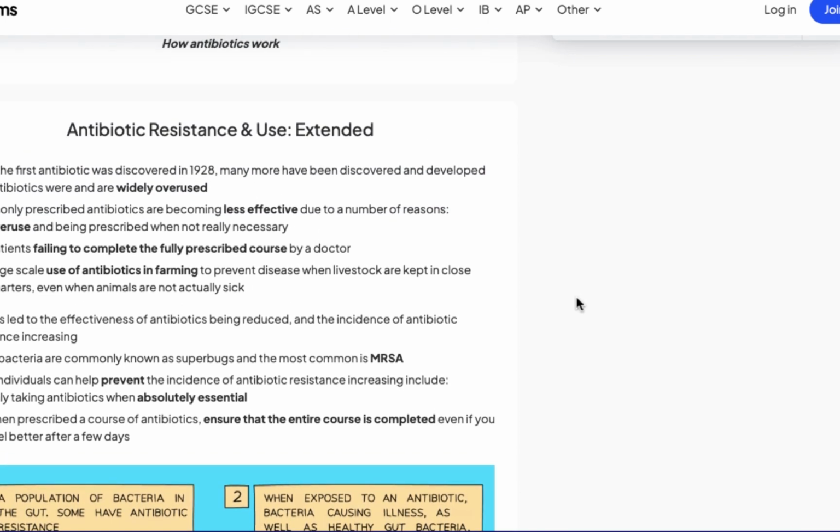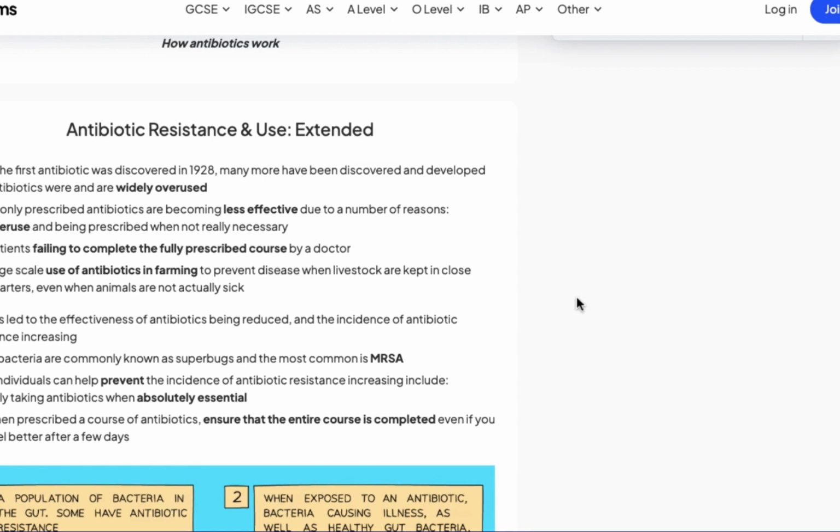Now let's quickly take a look at antibiotic resistance and use. Since the first antibiotics were made very long ago, more than a century ago, or almost a century ago, many other types have been developed, right? These antibiotics are widely used. In fact, nowadays they are even overused.